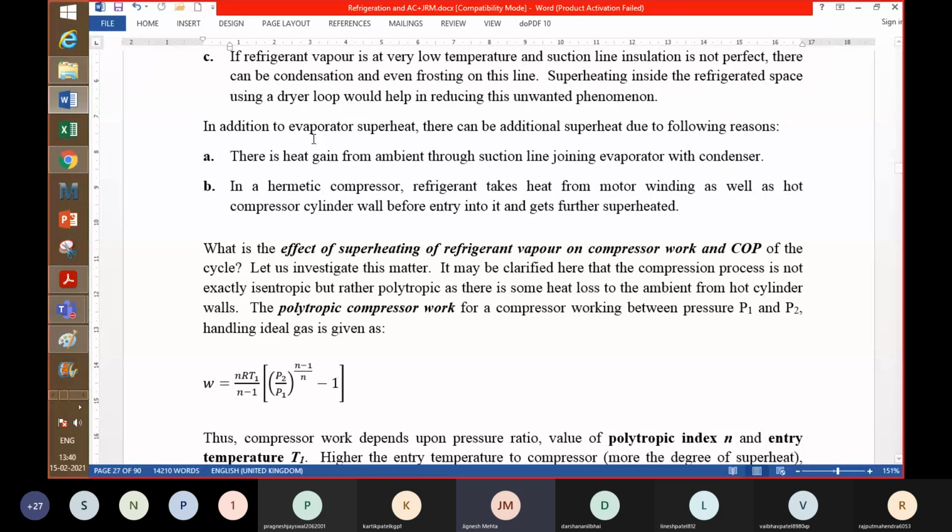Now, when it is outside the compressor compartment, it is already superheated. Okay. And then there are other reasons also why it gets further superheated. So there is heat gain from ambient. So this is about the suction line, heat gain from ambient through the suction line joining the evaporator and compressor.